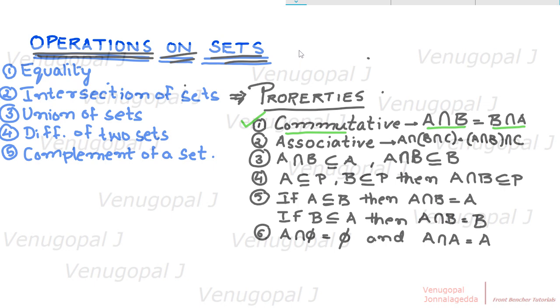Let's take an example. Let's take two sets. A is equal to 1, 5, 7, 9 and 10. Let's take another set which is B, which is equal to 5, 7, 6, 2 and 9.